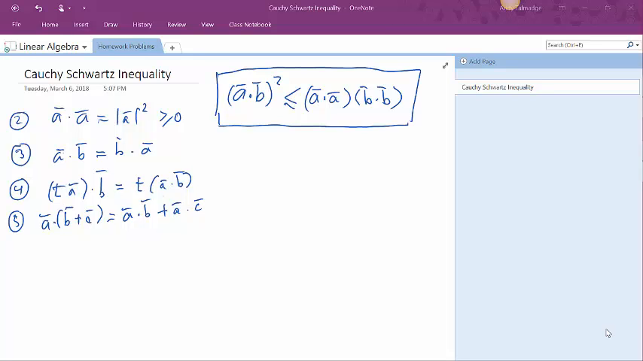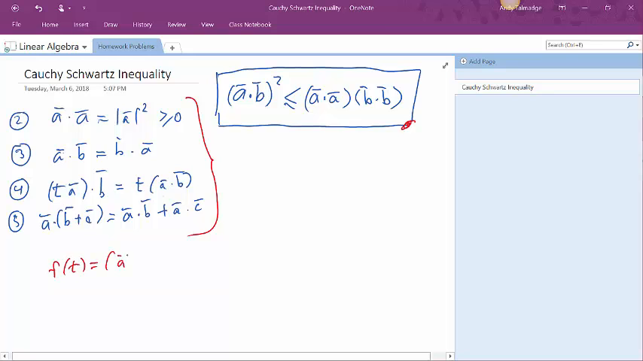So in this short video, we're trying to prove the Cauchy-Schwarz inequality using these properties that are given, and we're going to consider the function f of t, which is a plus t times b as vectors, dotted with itself, a plus t times b. So we're going to try to use these four facts and properties of this function to prove the Cauchy-Schwarz inequality.